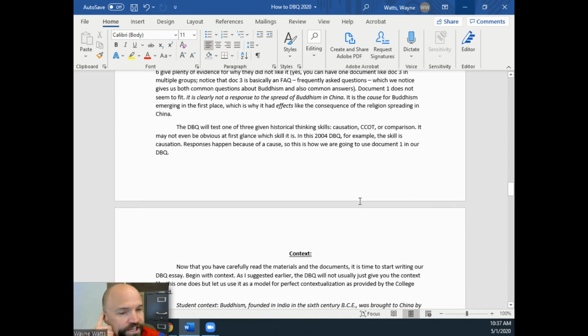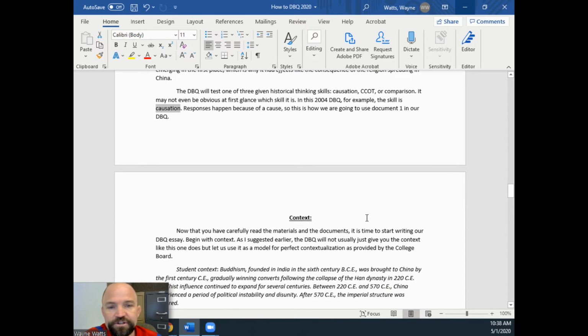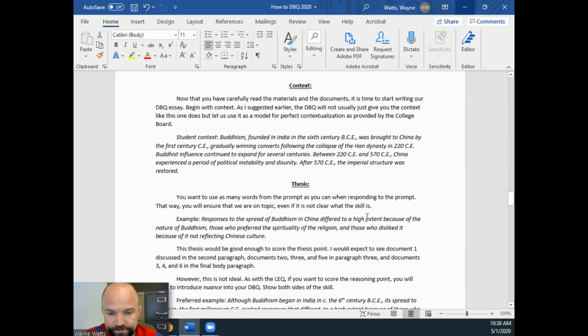The DBQ will test one of 3 given historical thinking skills: causation, change and continuity over time, or comparison. It may not even be obvious at first glance which skill it is. In this 2004 DBQ, for example, the skill is causation, right? Responses happen because of a cause. So this is how we are going to use document 1 in our DBQ.